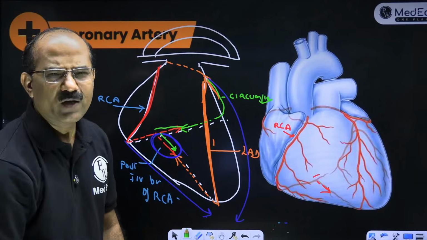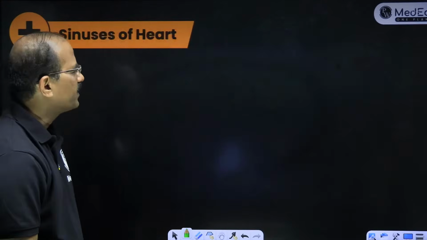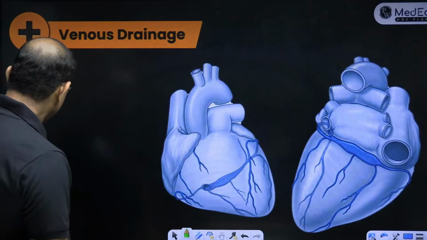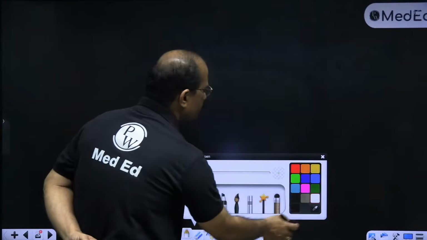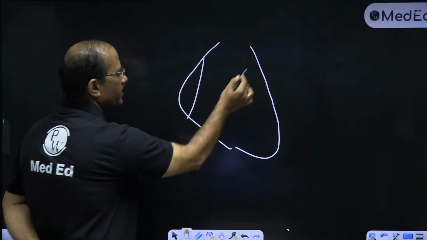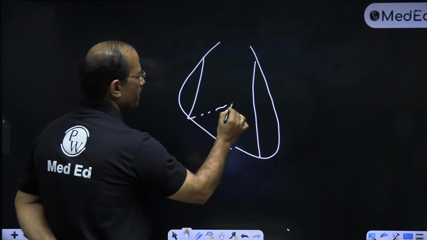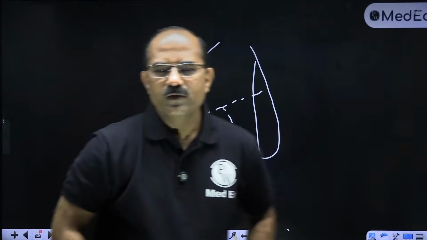Fine, children. A quick go-through. Okay. Understand the veins draining the heart. This comes in MCQs. A question comes like this.